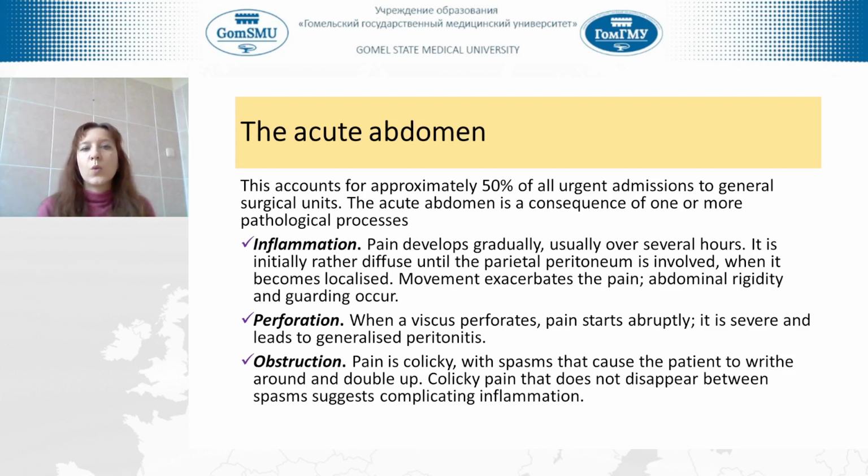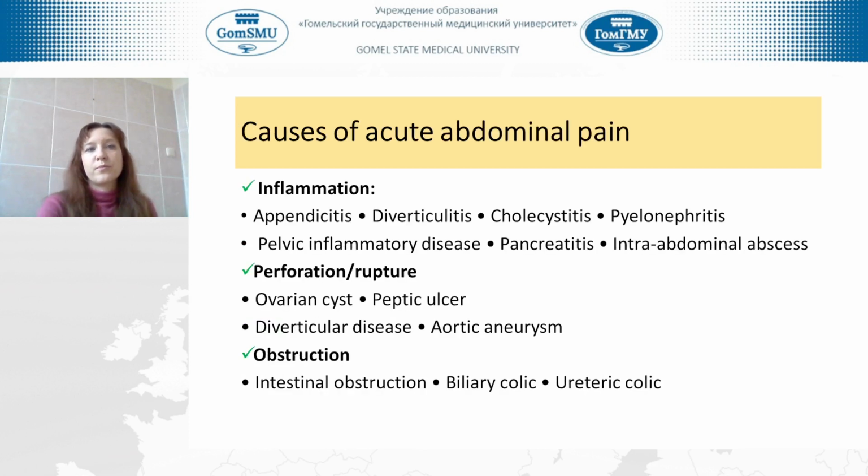Perforation. When a viscus perforates, pain starts abruptly. It is severe and leads to generalized peritonitis. Obstruction. Pain is colicky, with spasms that cause the patient to roll around and double up. Colicky pain that does not disappear between spasms suggests complicating inflammation.